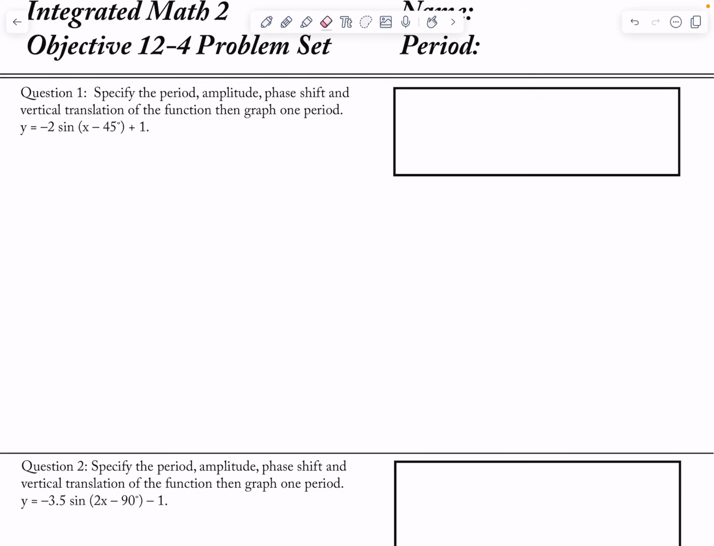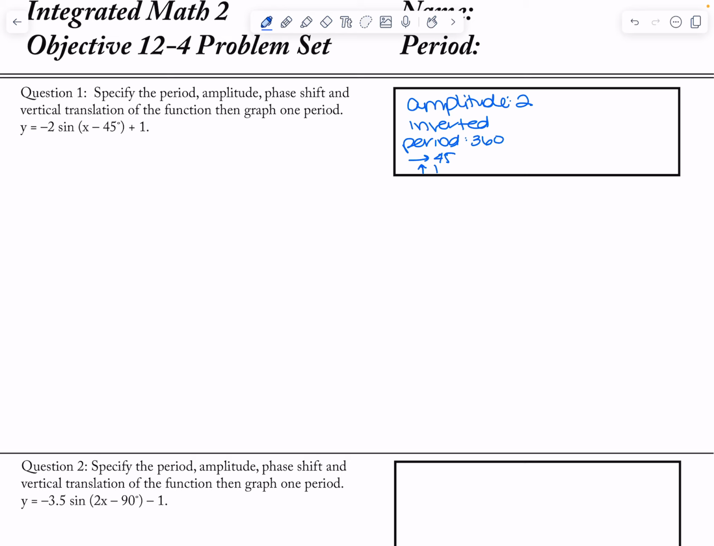Okay, so let's go ahead and take a look at the odd numbered questions. So amplitude is 2. I'm inverted. The period is 360 degrees. I'm going to the right by 45, and I'm going up by 1.